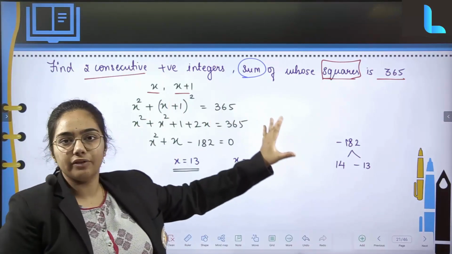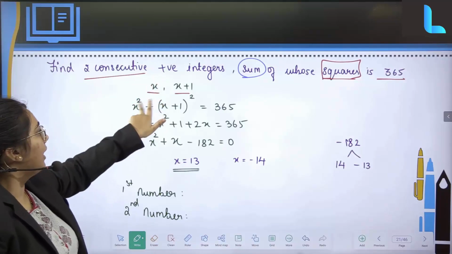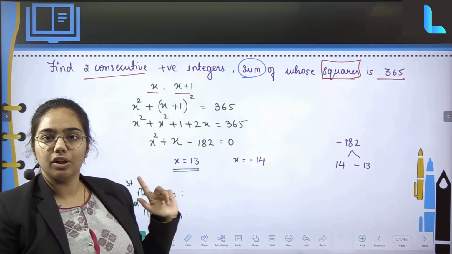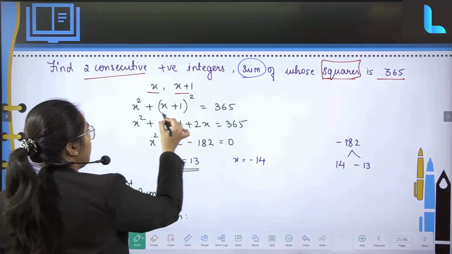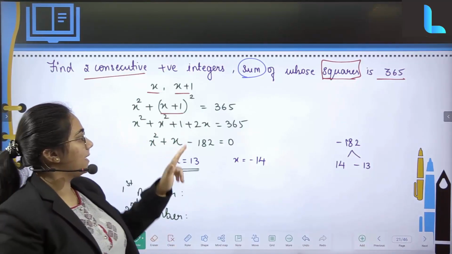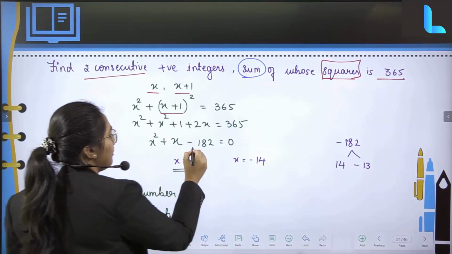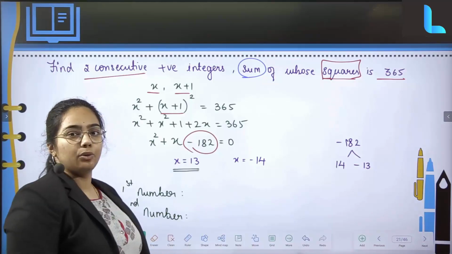It is not just the sum of the numbers, it is the squares, the sum of squares. So it is going to be x square plus (x plus 1) the whole square. Now this is going to be in the formula of (a plus b) the whole square. So a square plus b square plus 2ab is what I'll be getting. So when I solve for it, again I'll be getting 182 over here.